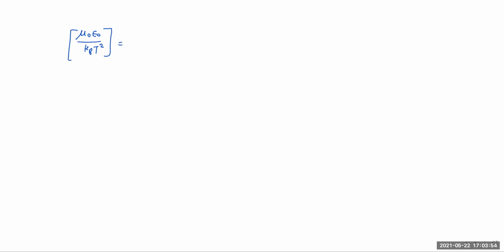So I hope you know the meaning of the symbols: mu naught, epsilon naught, kB. T is the absolute temperature, of course, because I'm writing a formula. I'm not writing a dimension. I'm writing a formula. So in a formula, the capital T represents temperature in Kelvin.